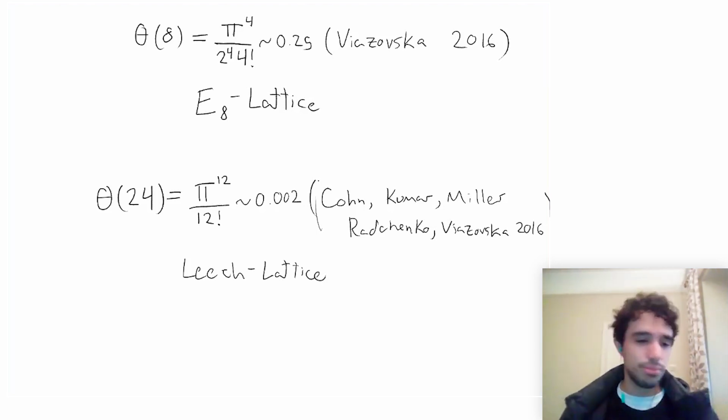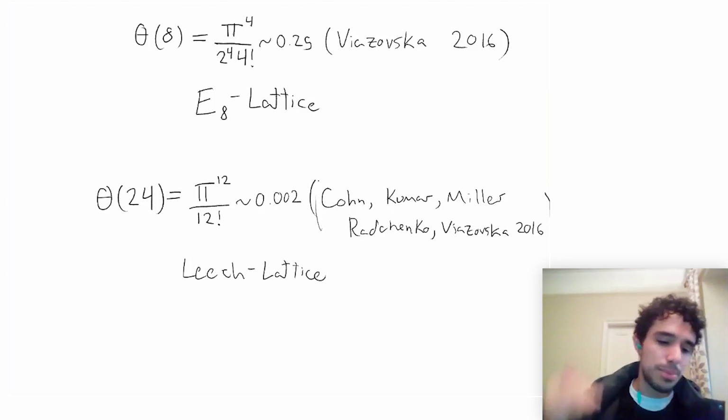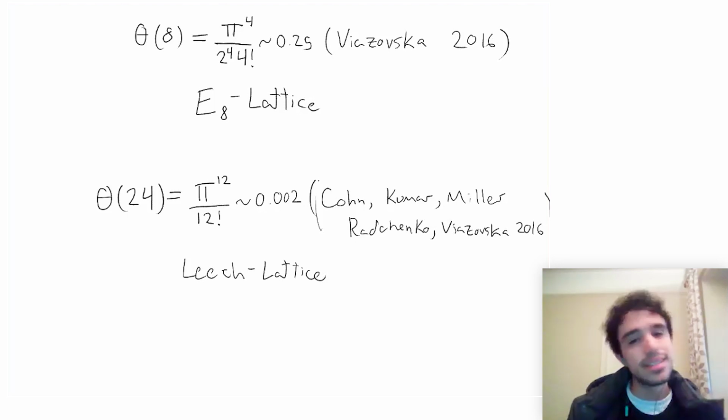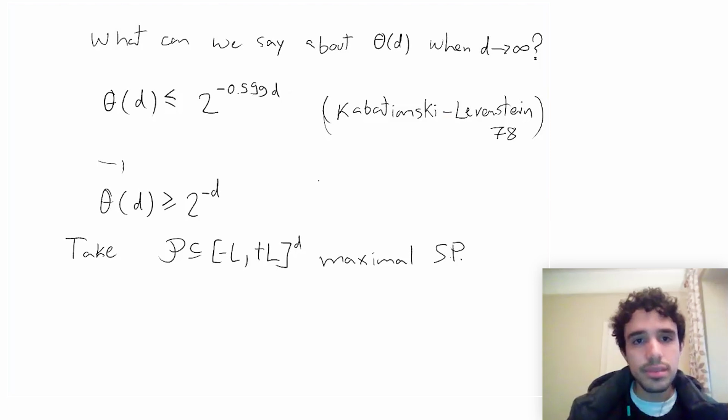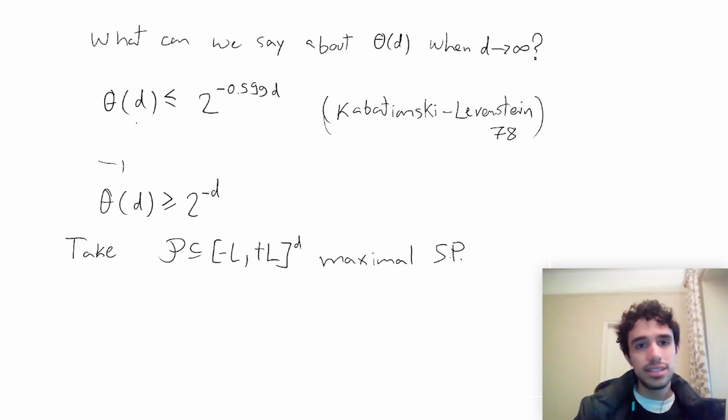So you can ask, how fast is it dropping? Can you get any asymptotics on this in the dimension? As we see in small dimensions, the constructions are given by these lattices, and the hard part is showing that this is optimal, like showing the upper bound. But in high dimensions, even the construction is not clear. What is the best lattice to take, or what is the best construction to take in general? And for upper bounds, there's this very interesting paper by Kabatiansky-Levenshtein from '78 that shows that this decays exponentially, with exponent 2 to the minus 0.599 times d.